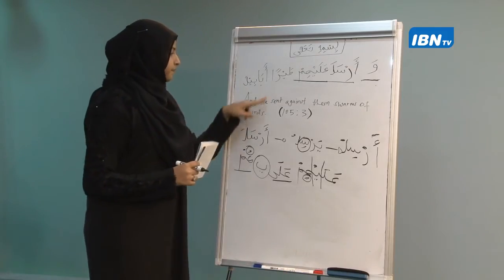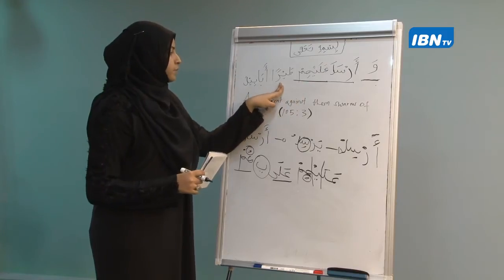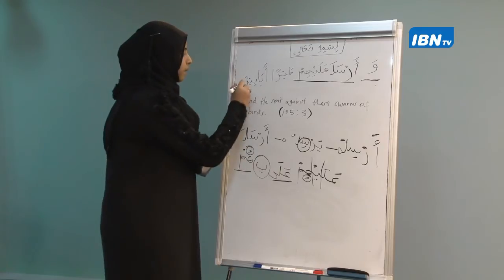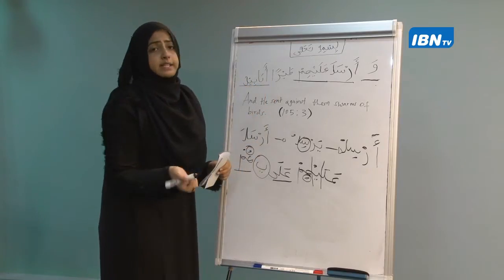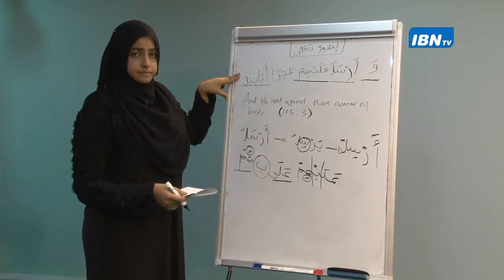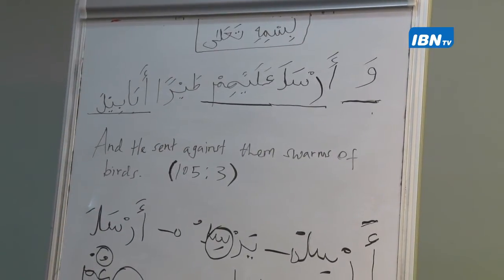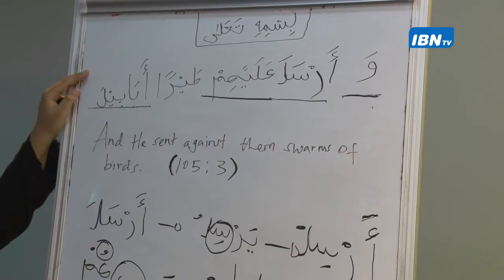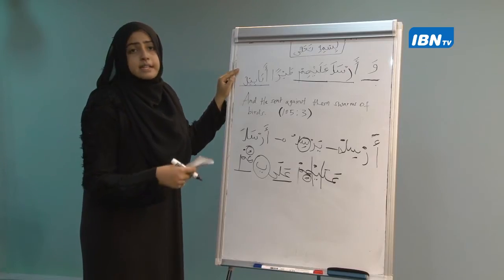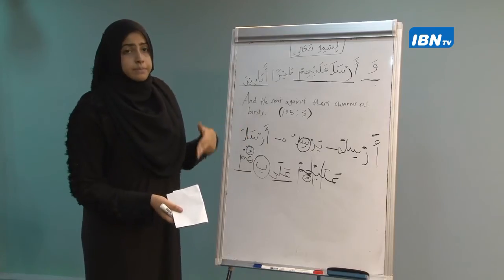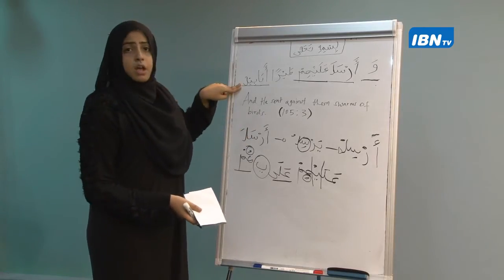Then another thing, against them, a swarm, tayran, ababil. Tayran, ababil. Now, I will tell you to identify, okay, ababil, it is a plural, right? But remember, we had done two types of plural. Now, is this jam'ul salim, or is it jam'ul mukassar? Is it the sound plural, or is it broken? Okay, this is a broken plural.